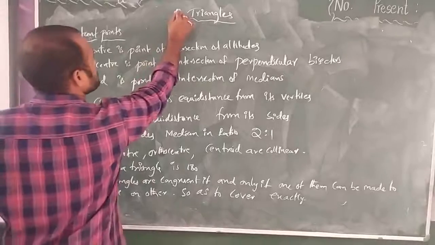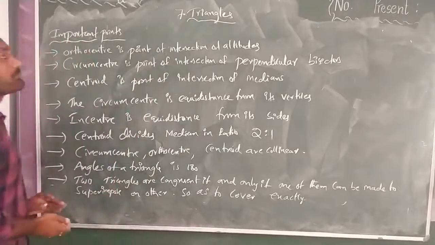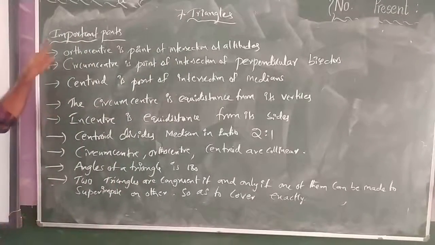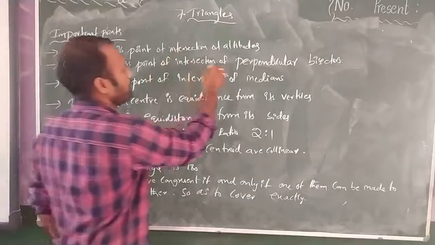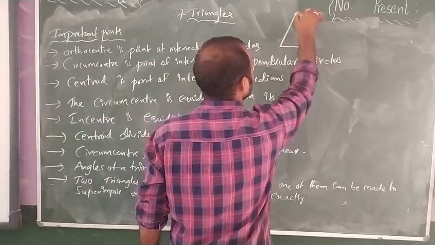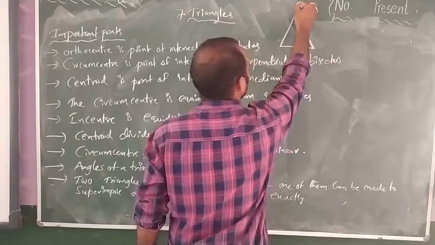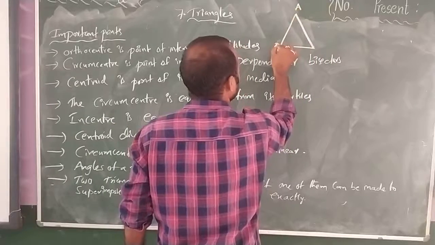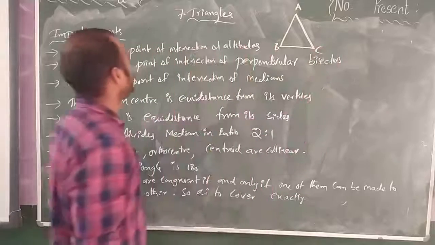Very good morning, students. Today we are going to learn a new chapter, triangle. In the important points, you already know that a polygon formed by three sides, we are going to call it a triangle. Let the triangle name be ABC.